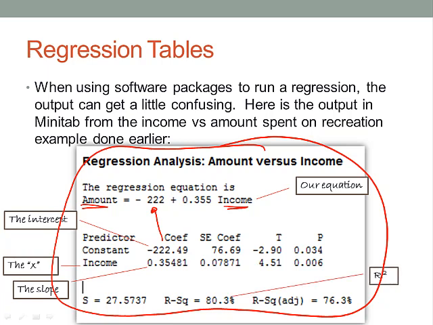And finally, here is r squared. We really won't be looking at r squared adjusted right now. There's our r squared. And if you need to find r, sometimes they don't give you r. This is r squared, so just take the square root of 0.803, and that would give you r.